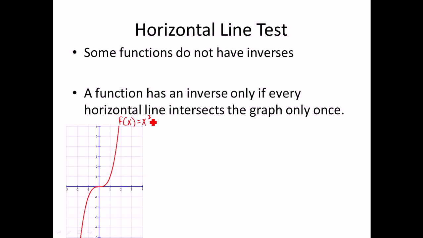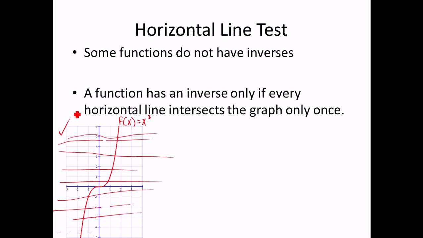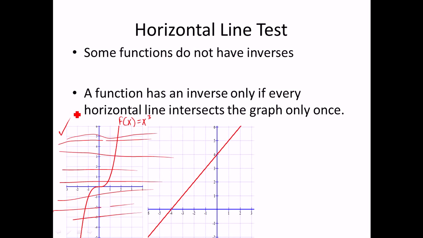If we just do horizontal lines, and each horizontal line only hits the graph once, then it has an inverse. So this one has an inverse. If we do another one, this one right here, if we do horizontal lines across, and it only hits the graph once, this has an inverse.